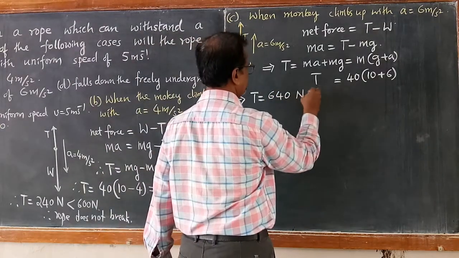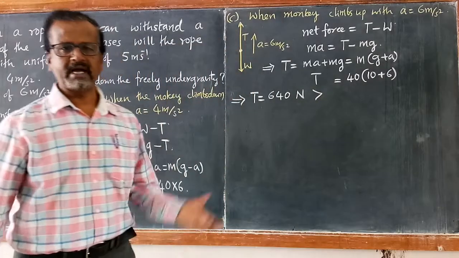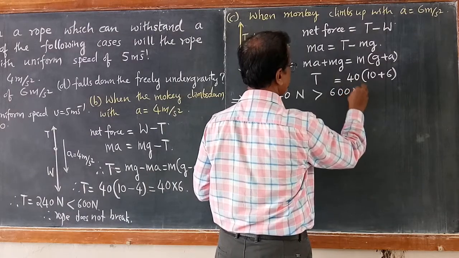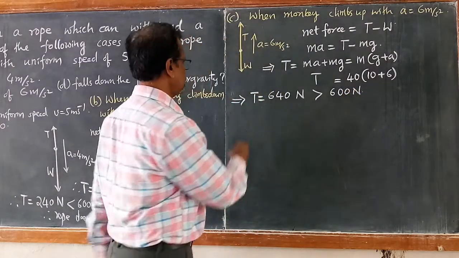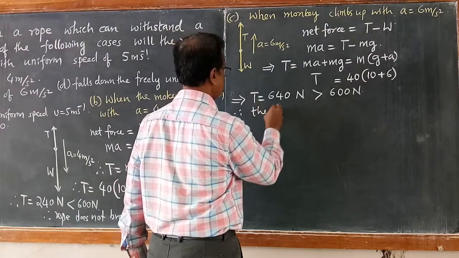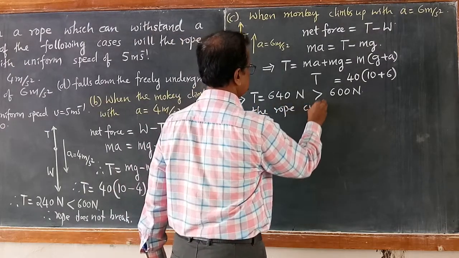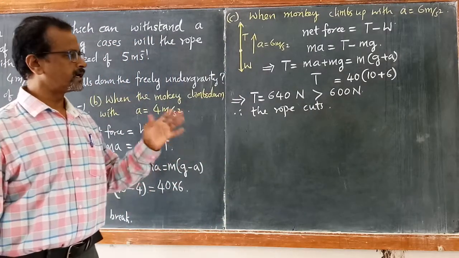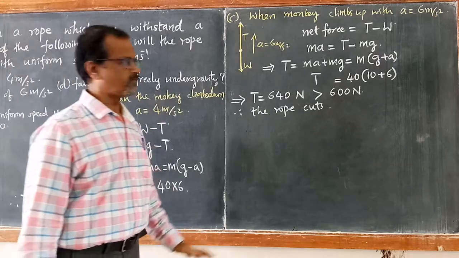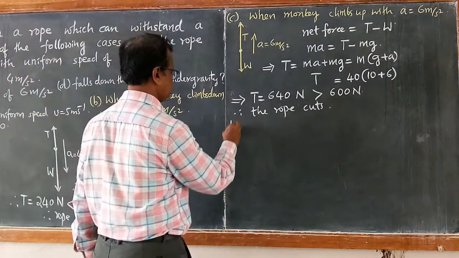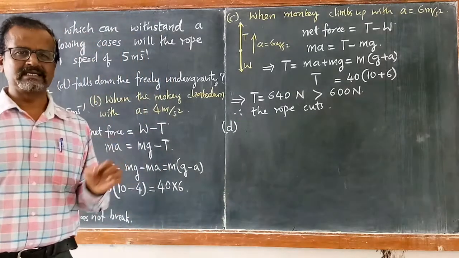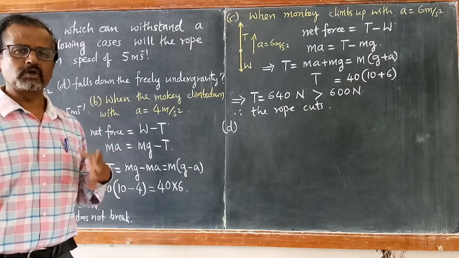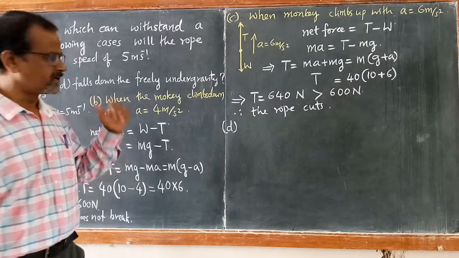So this 640 Newton is greater than the maximum tension that the rope can withstand. The maximum tension that the rope can withstand is 600 Newton. Therefore, in this third case, the rope cuts. The rope cuts and the system, the monkey as well as the remaining part of the rope, falls down. Now the fourth case is, what happens when the monkey slips, almost climbs down with the acceleration equal to the acceleration due to gravity, when the monkey is falling freely?